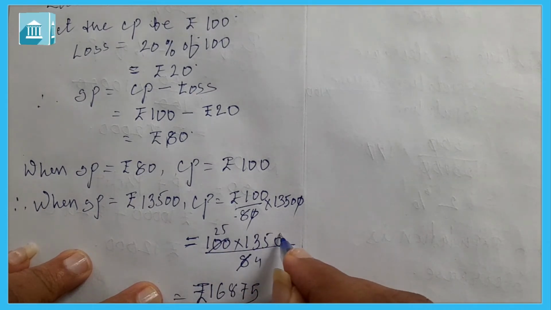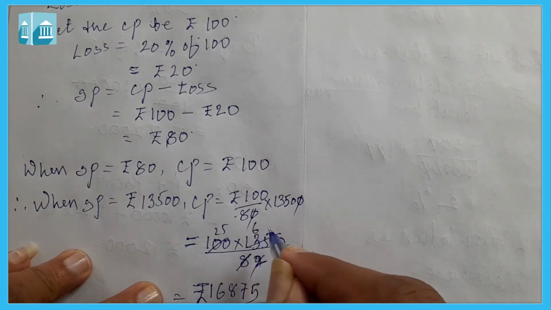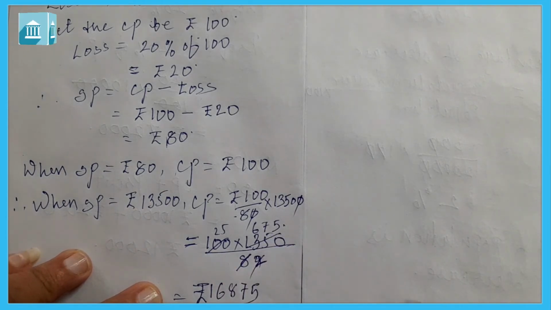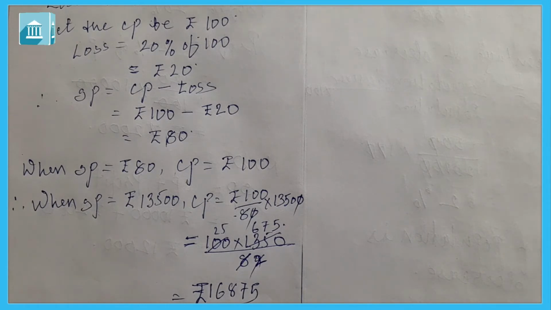Again you can divide this, so that it will be 675 multiplied by 25, which is equal to rupees 16,875. So we have to find the answer: when SP is rupees 13,500, CP is rupees 16,875 if the loss is 20%.